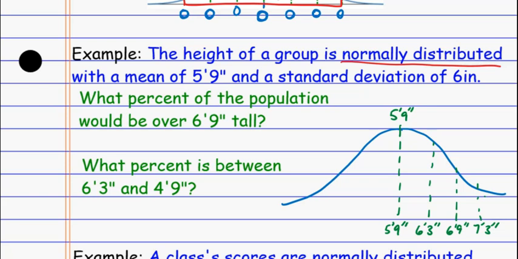Likewise, going the other way, if I'm again counting by standard deviations, I'm going to go 3 in each direction, so let's go 3 this way. Well, now I'm counting by standard deviation, so I subtract 6, so 5 foot 3 inches.